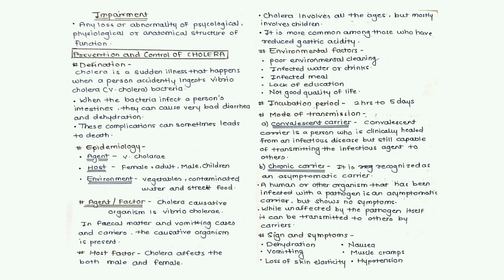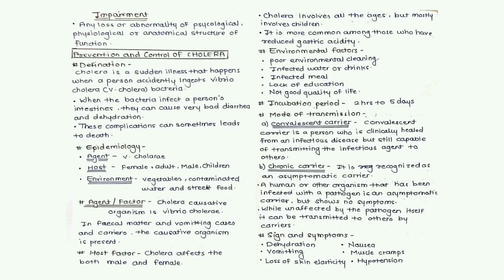Chronic carrier. A chronic carrier is a person who continues to carry and shed the cholera bacteria in their feces for an extended period of time, usually for more than 6 months, even though they may not show any symptoms of the disease. Chronic carriers can be a source of cholera outbreaks and can spread the disease to others through fecal-oral transmission, similar to convalescent carriers. Symptoms.